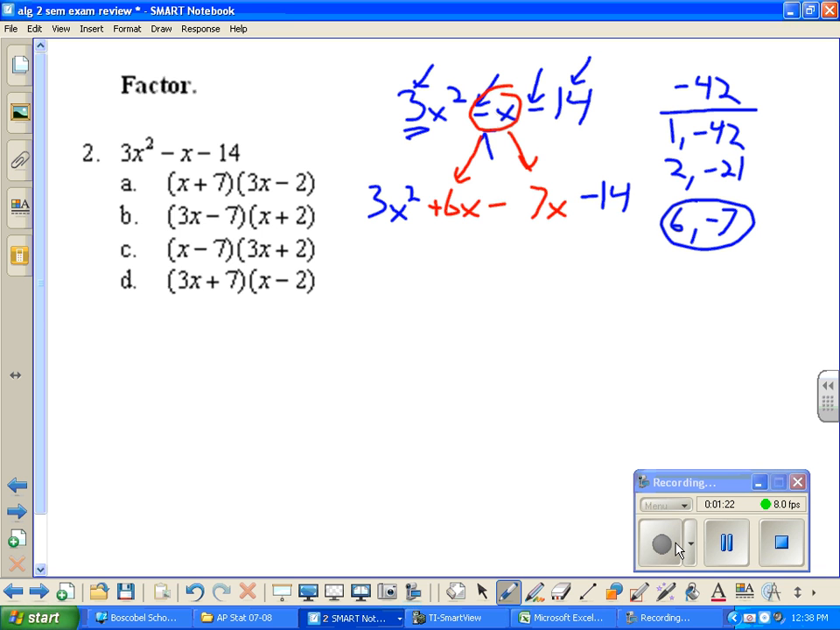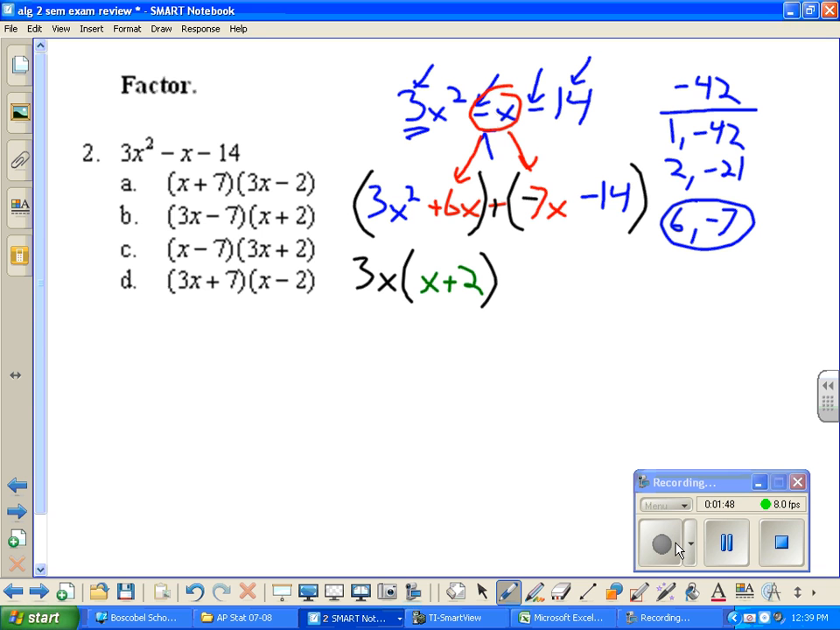Then from here, I go to the grouping. Before I do that, I got to make this add the opposite. Then I group my first two terms, group my last two terms, and then I factor. So 3x squared plus 6x, they both have a 3x in common. So I can factor out a 3x, and what I'm left with is x plus 2.